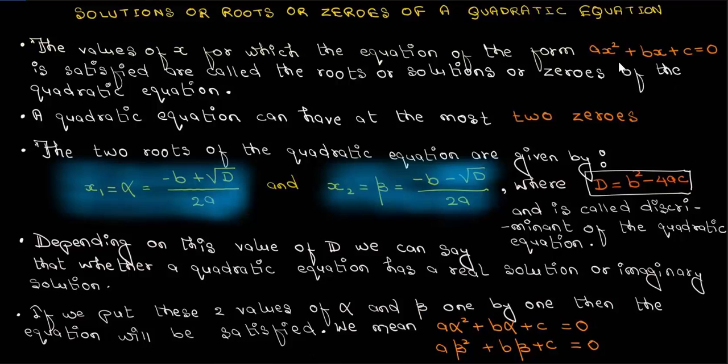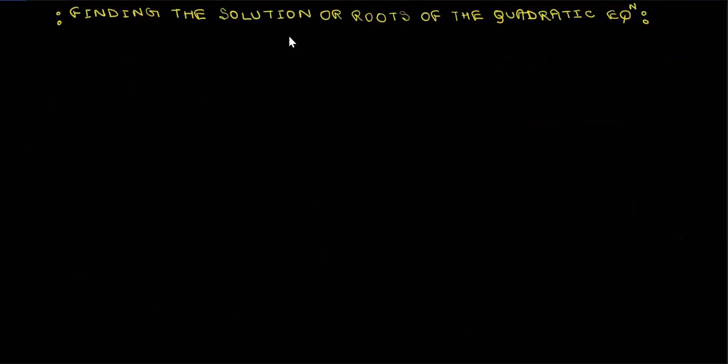If this is the equation, and we know alpha and beta are the roots of this equation, then in place of x we will put alpha, so the equation will become a alpha square plus b alpha plus c, and after calculation it will become equal to 0. Similarly, a beta square plus b beta plus c equal to 0. Finding the solutions or roots of the quadratic equation.